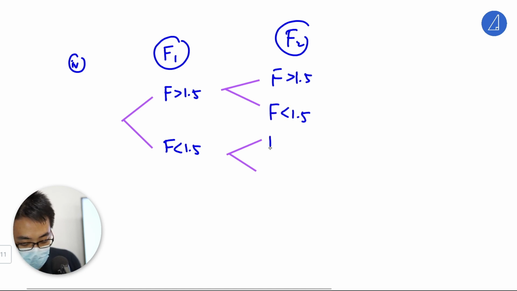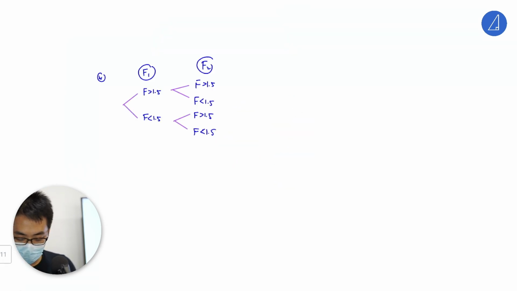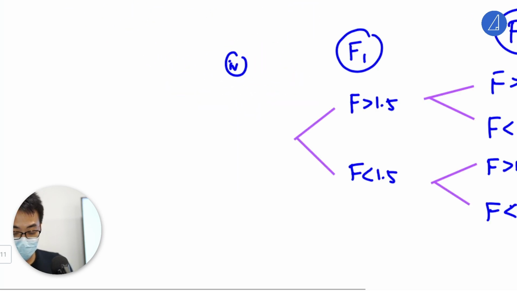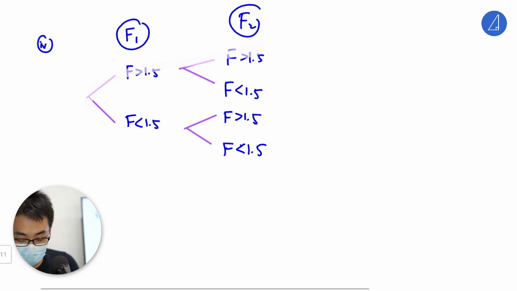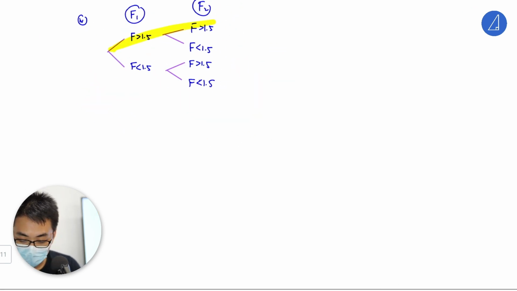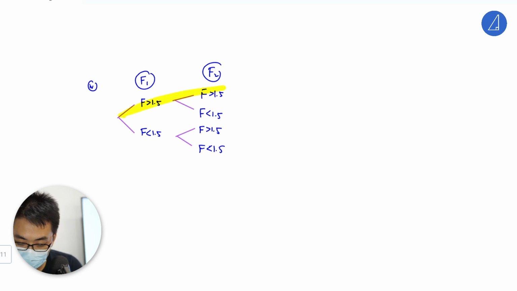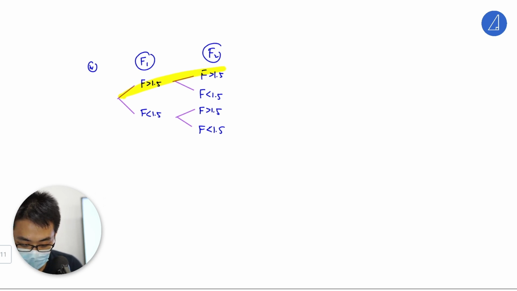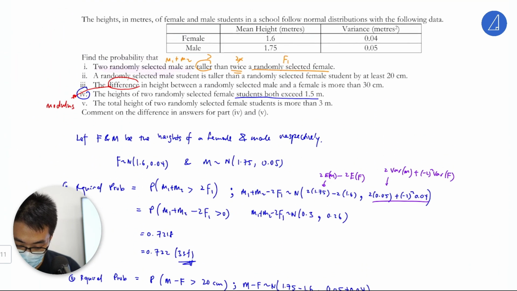Okay, the difference between 4 and 5 is actually quite stark. So you need to understand and collate what you want. The required probability is actually this branch here. You need both of them to be taller than 1.5 meters. So this case here will be the required probability.